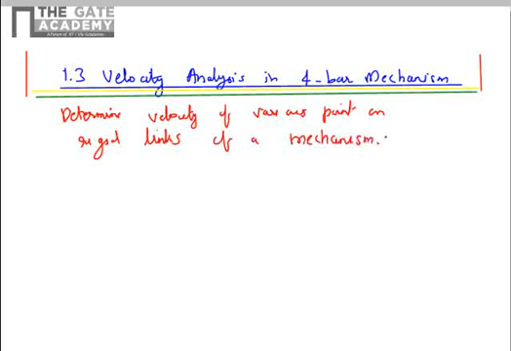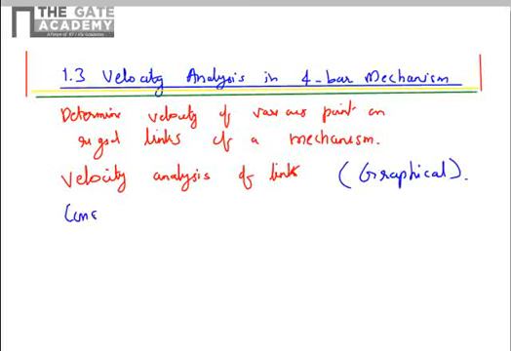So before going to the mechanism, we will consider the velocity analysis of a link in general, and then we will extend the principles to a mechanism. So the procedure here is more graphical instead of analytical, with construction of velocity triangles. So this we need to know because many questions are asked from this topic.